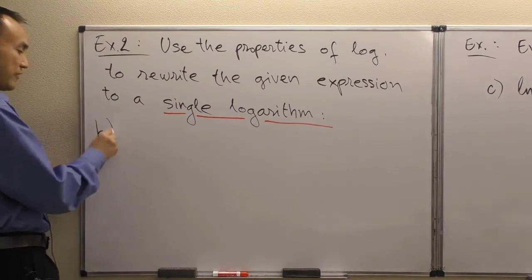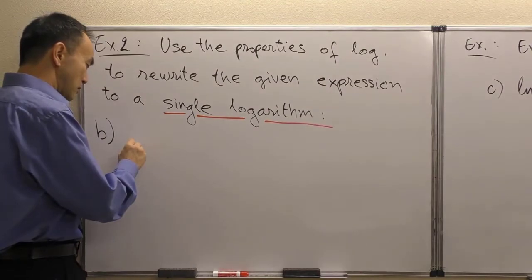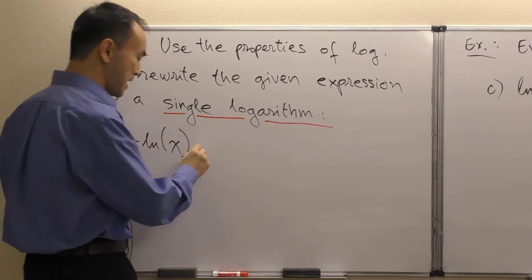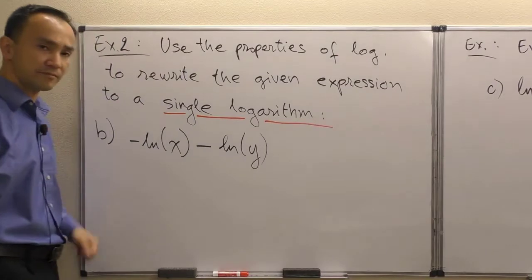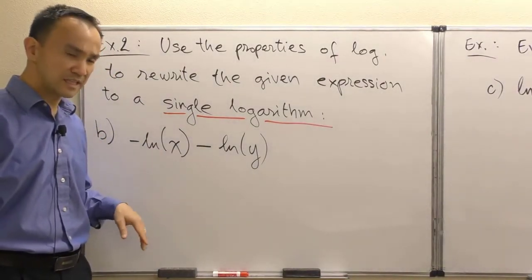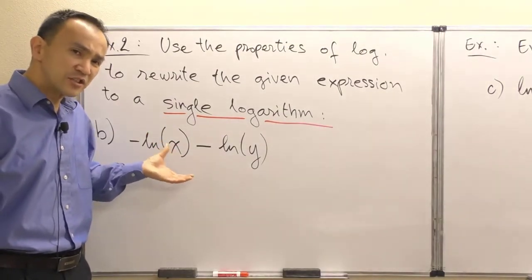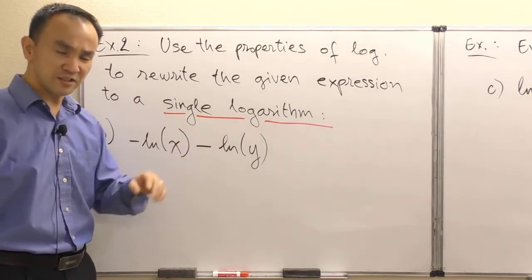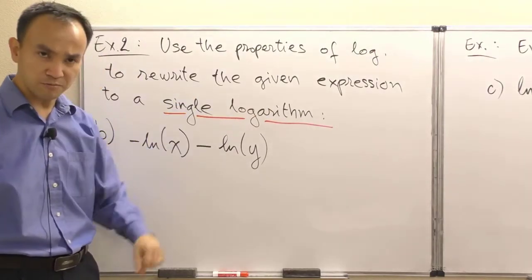So now we are ready for part B of our example. So let's look at the following problem. So now minus natural log of x, minus natural log of y. All right, there are many ways of seeing this problem, but at first sight this problem seems simple. And anyone learning from this lesson is starting to wonder, how come I didn't put this problem as one of the problems in example 1?